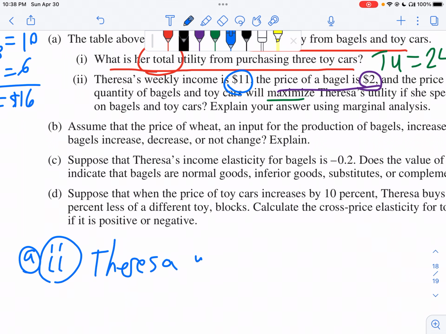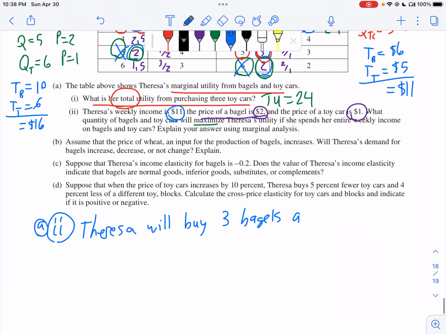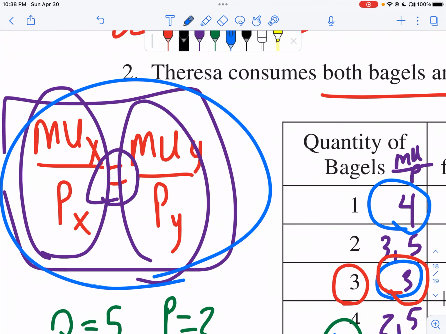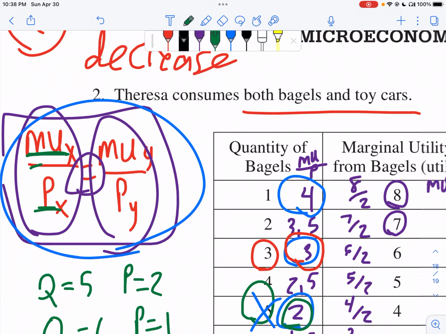Teresa will buy 3 bagels and 5 toy cars because the marginal utility per dollar. If you're wondering where we're getting this marginal utility per dollar, look at what we're doing. The marginal utility divided by price. We're doing the marginal utility per price, per dollar.